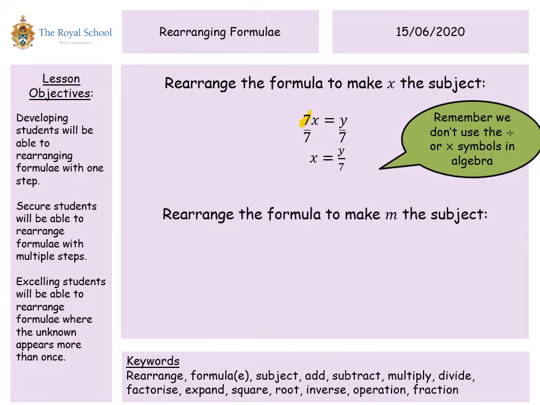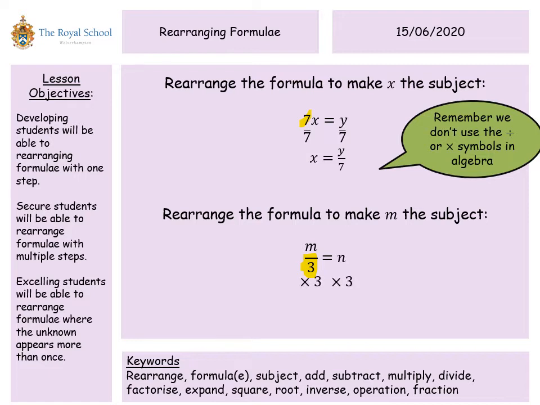So rearrange this formula to make m the subject. So here I've got m over 3 equals n. So if we want m on its own, we need to work out what's happened to it. M is over 3, so that means m has been divided by 3. The opposite of dividing by 3 is timesing by 3. So let's multiply both sides of our formula by 3.